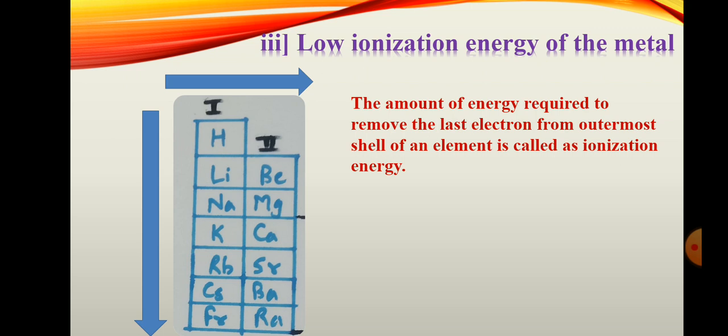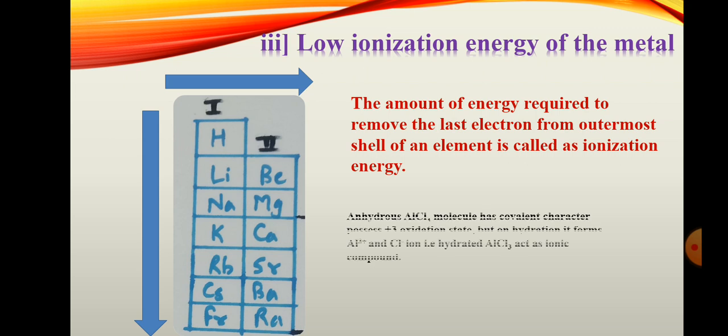form a cation. Now see an interesting example: the anhydrous AlCl3 molecule has a covalent character and possesses +3 oxidation state, but on hydration it forms Al3+ and Cl minus ions. That is, hydrated AlCl3 acts as an ionic compound. It means in the anhydrous state, the AlCl3 molecule has covalent character, and in hydrated form, AlCl3 acts as an ionic compound.